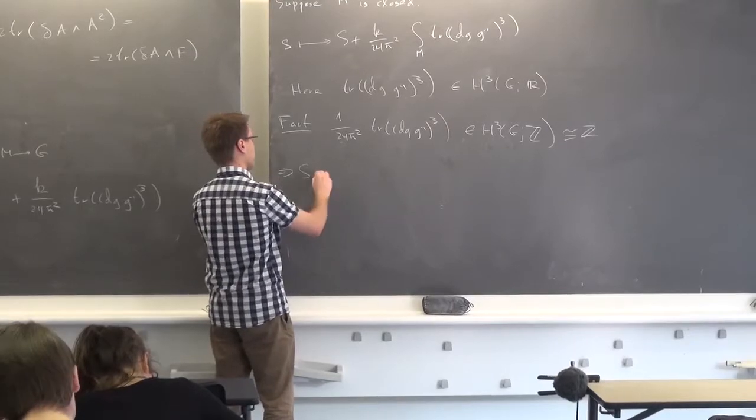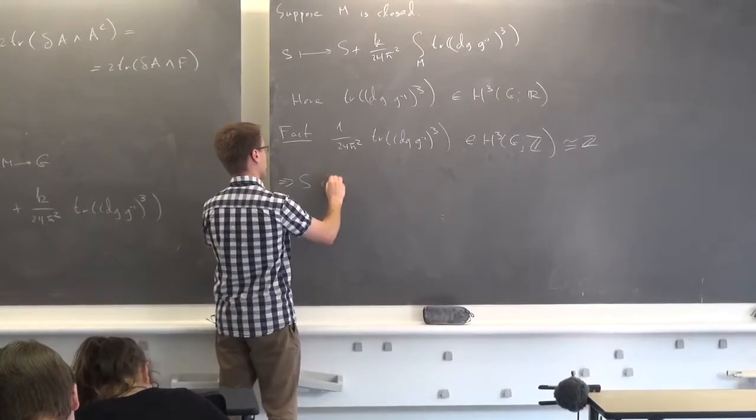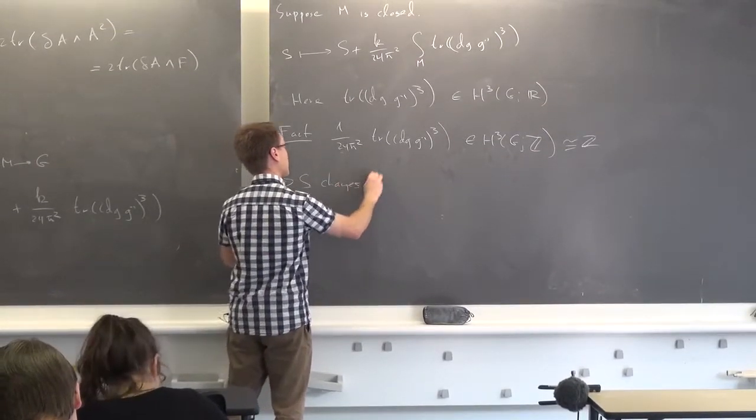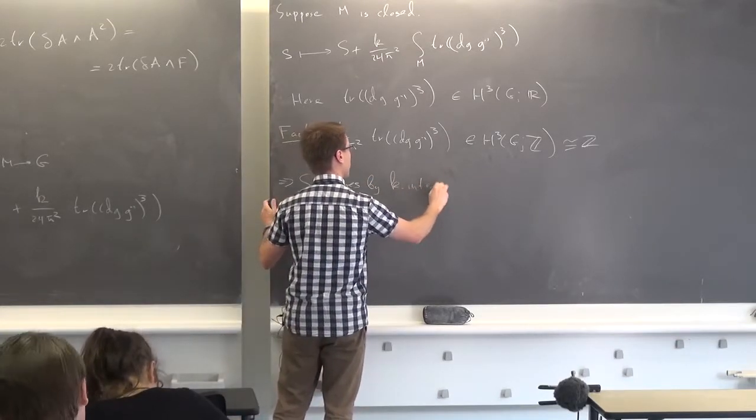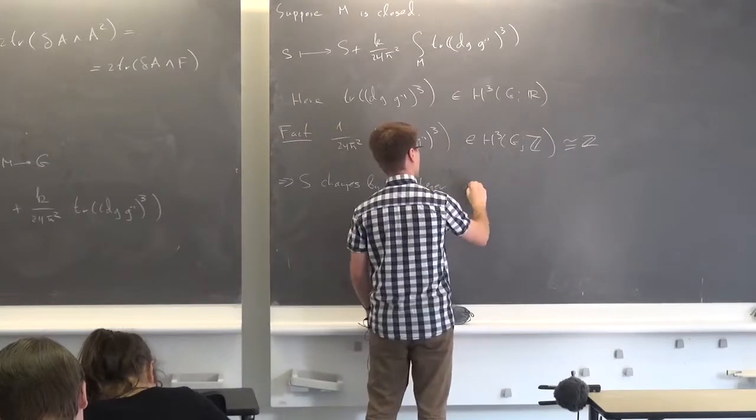So therefore, the action changes again by k times the integer under gauge transformations.